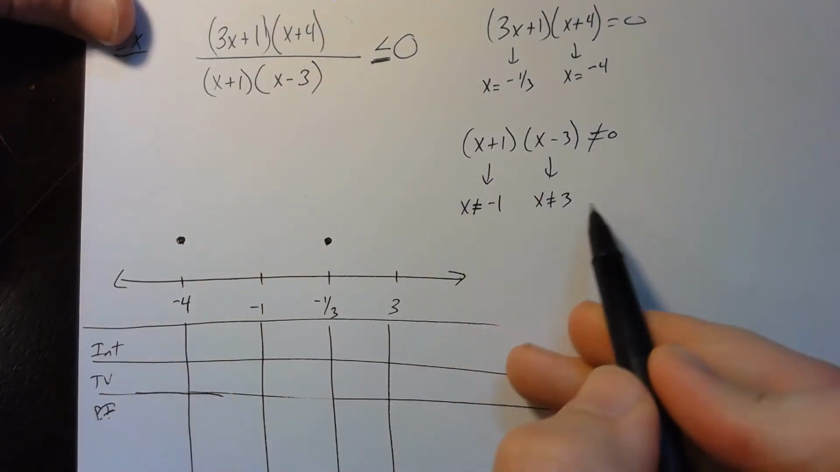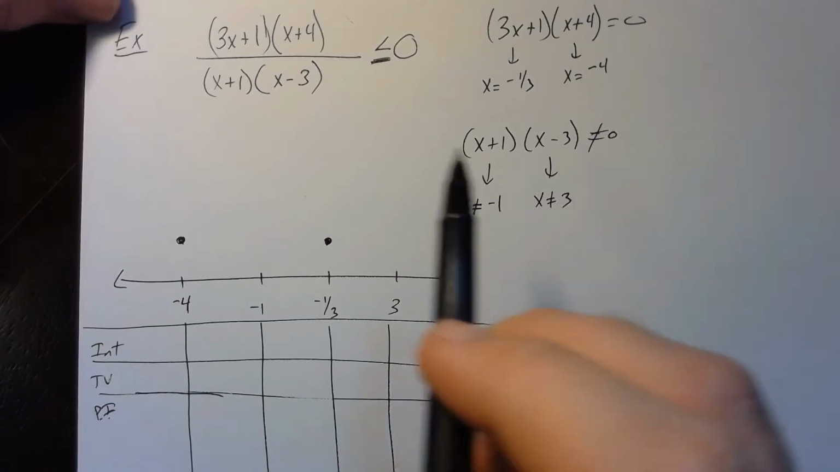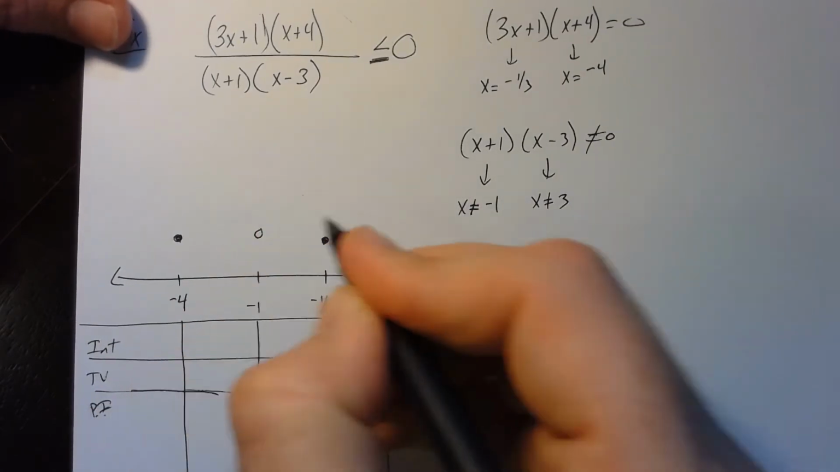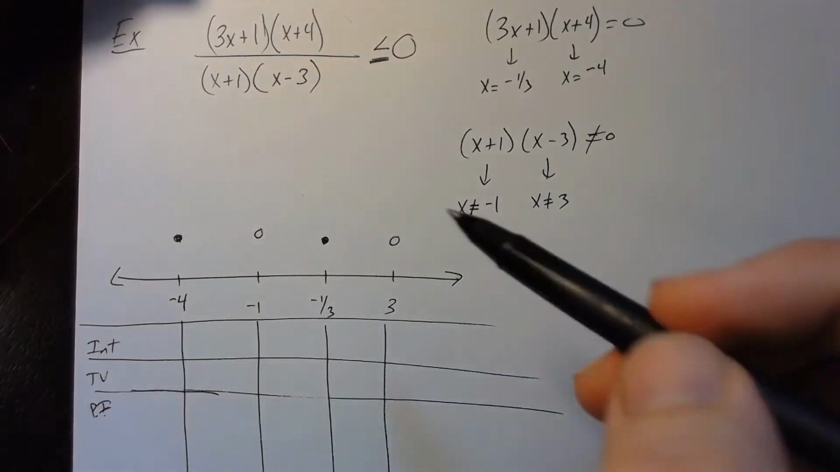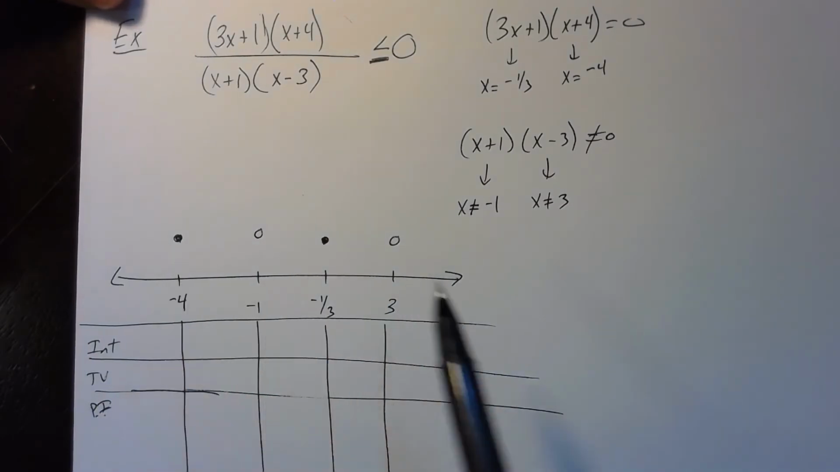I'll also note that because these two factors were in the denominator, no matter what this sign is, those two are going to be open circles. And yes, this will always be consistent about how you set these things up. If you can, I would recommend doing these dots first and foremost.